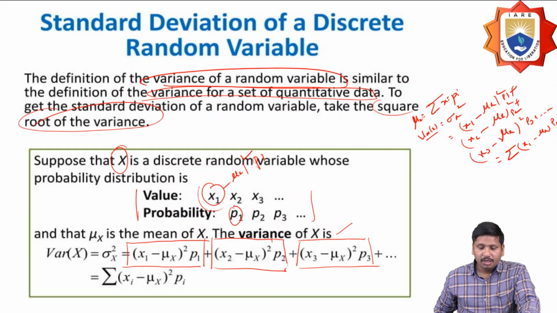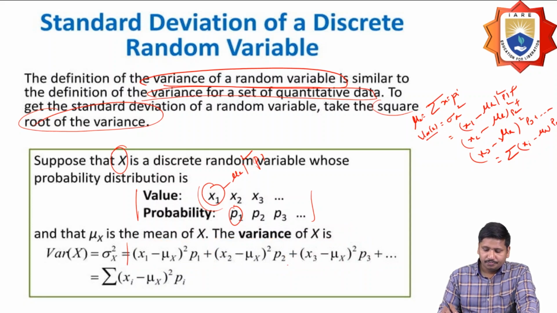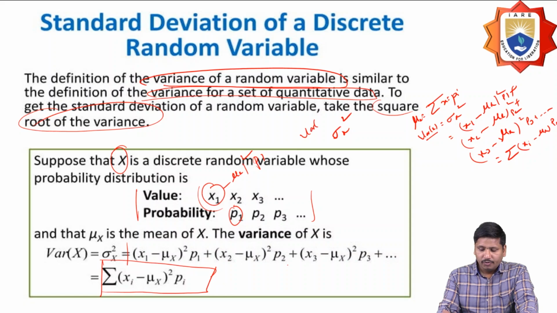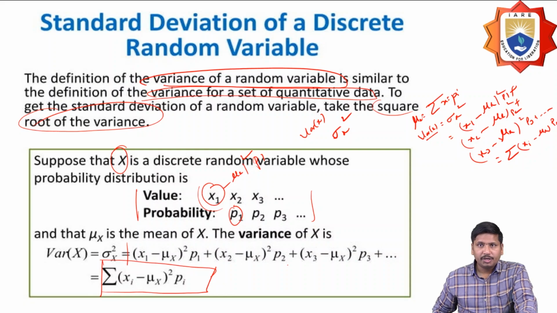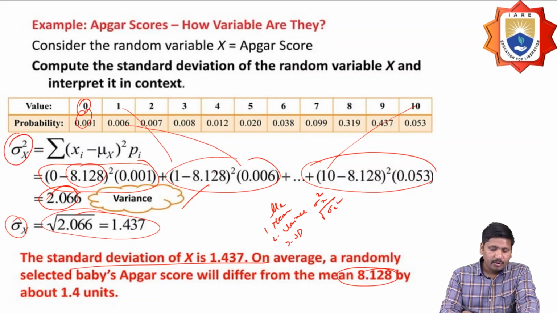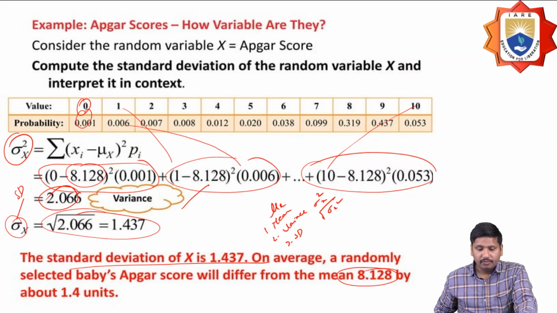And once the mean is obtained, how do we calculate the standard deviation? The equation for obtaining this is the sum of xi minus mu of x whole square into pi. This is the variance value, normally represented as sigma x square, or I can write variance of x. Once we substitute all this, we can get the variance. In order to obtain the standard deviation, we have to apply the square root to the variance.